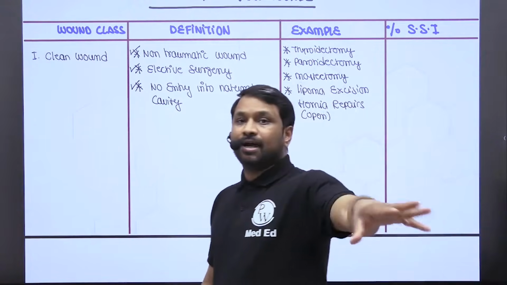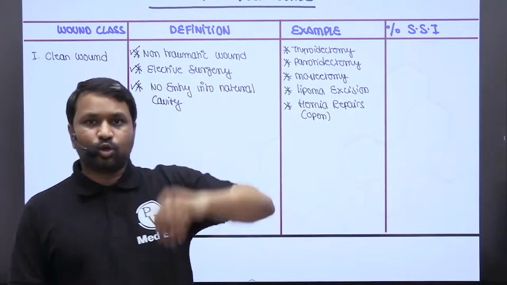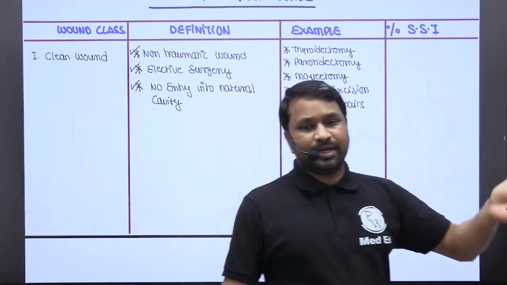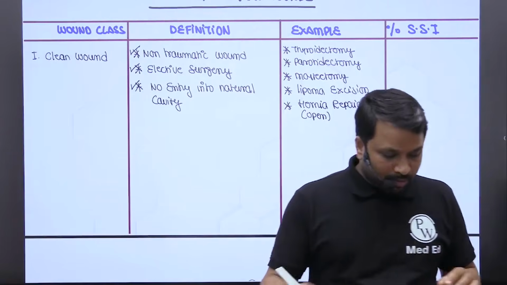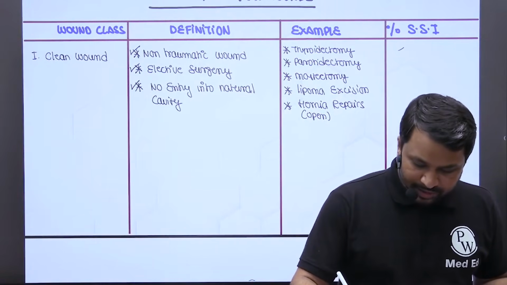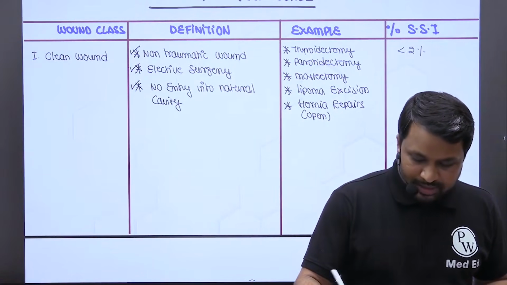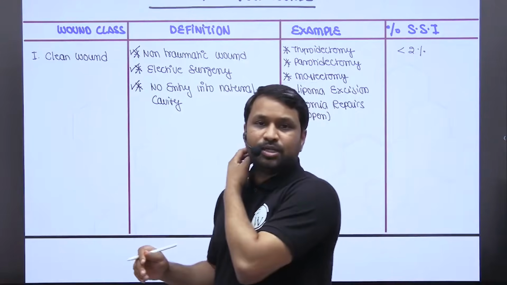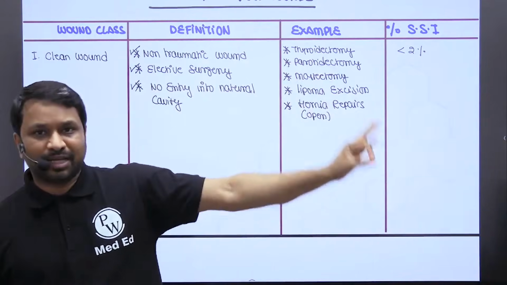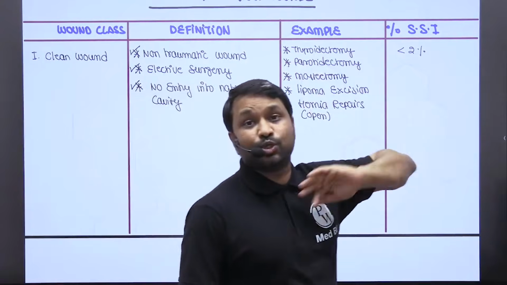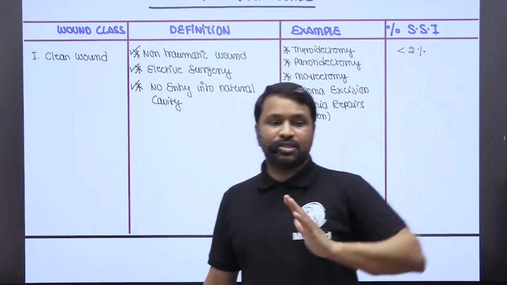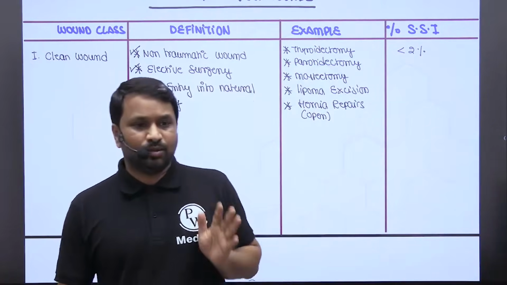Because when you talk about TAP, that is transabdominal preperitoneal repair, you go into the abdominal cavity, there it becomes clean contaminated, right? So these are the examples. The probability of surgical site infection in these patients is less than 2%. That is why we tell you that a single shot of preoperative antibiotic is enough to cater to these patients. You don't need to extend the antibiotics after the surgery. That's the concept of your clean wounds, right?